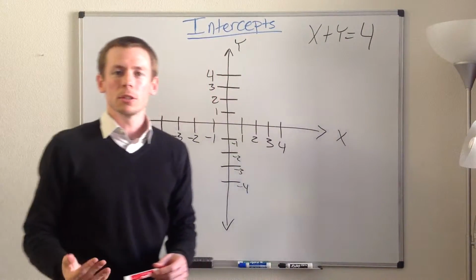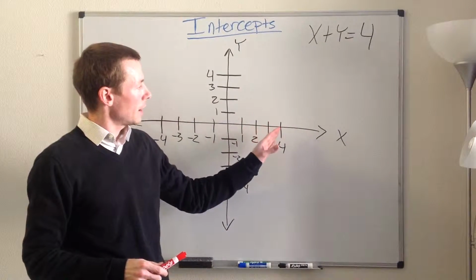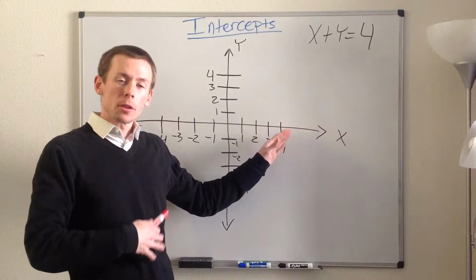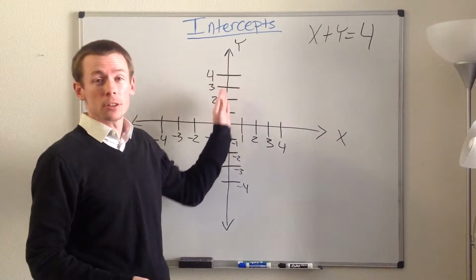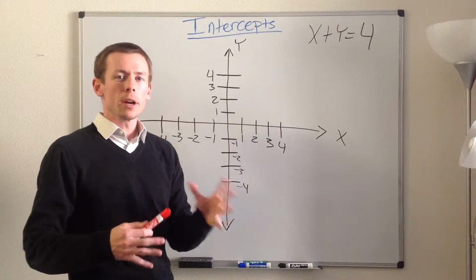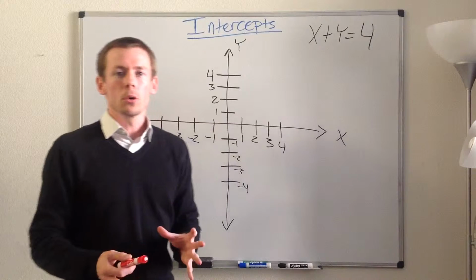This lesson is going to look at intercepts, or in other words, what happens when a line hits, or intercepts, the x-axis and when it hits the y-axis. What's going on in those cases? So first let me ask you a couple quick questions.